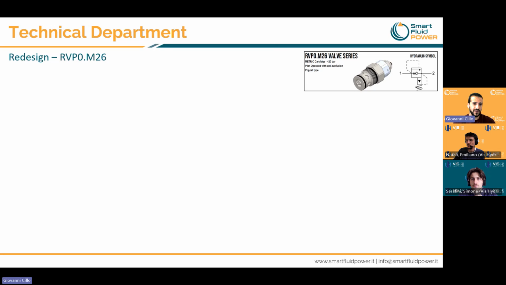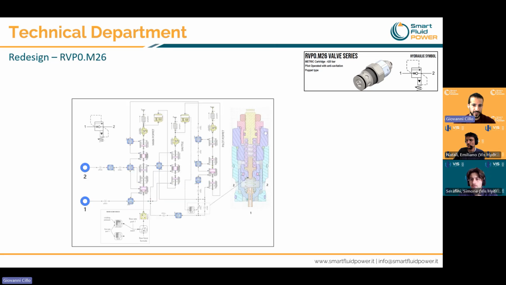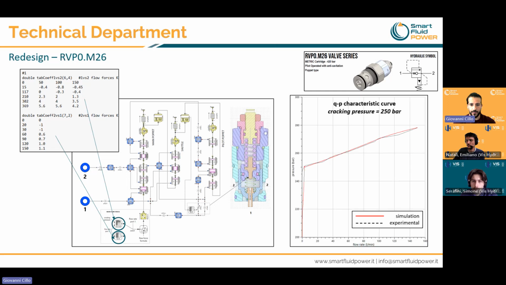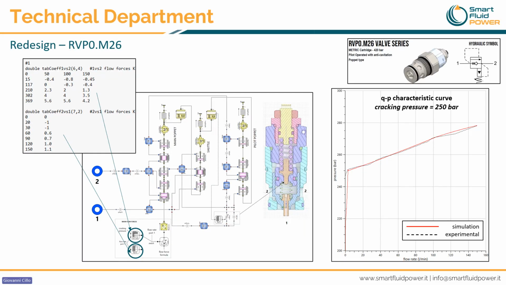A similar example on another valve is this one. The valve is R2P0M26, and this is its virtual model. Here, the dynamic model has been calibrated in both operating directions, using tables that correct the steady-state flow force formulation, in both cases as a function of flow rate and in the 1 versus 2 direction, also as a function of pressure setting. This is the resulting comparison between the simulated curve and the experimental curve, for example, at cracking pressure at 250 bar. This approach makes it possible to significantly reduce the gap between simulation and real behavior.